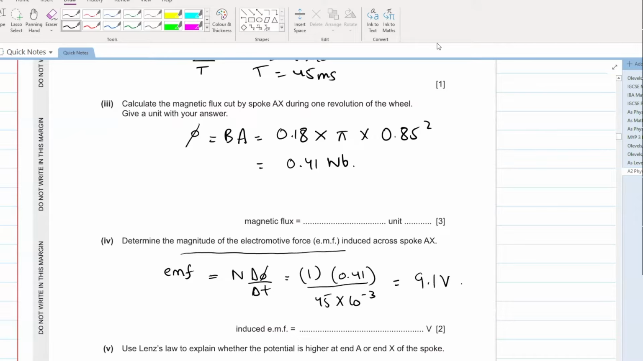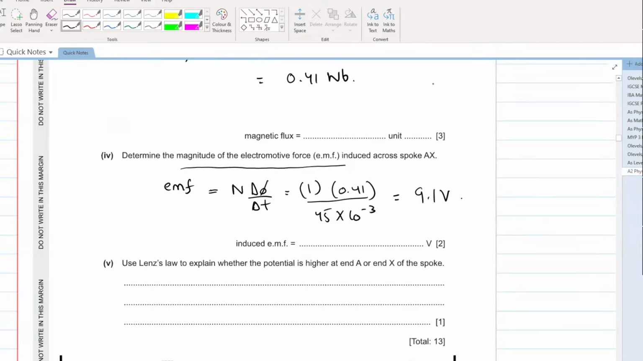9.1 volts. Simple answer. Literally nothing complicated. अभी तक कुछ complicated नहीं है इसमें. Now, let's move on to part 5.